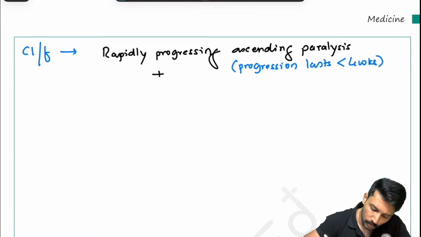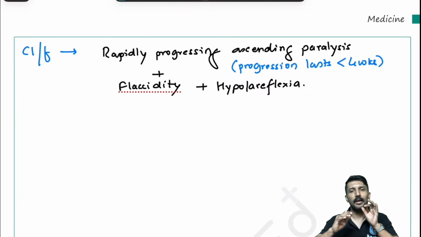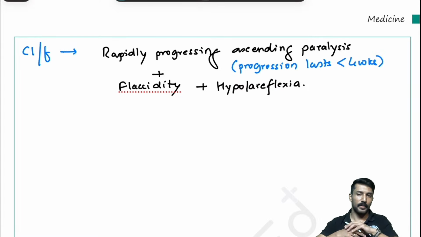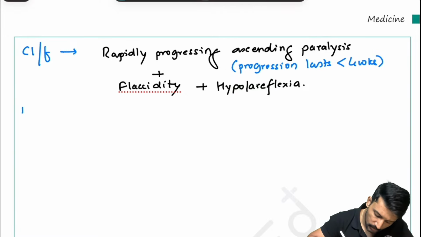Along with that, because lower motor neuron is affected, you will have flaccidity or hypotonia. Plus, you will have hyporeflexia or absent reflexes, areflexia. Classical lower motor neuron findings. You can simply call it flaccid ascending paralysis with hyporeflexia or areflexia. So when someone comes with these symptoms, especially following a Campylobacter jejuni dysentery, I have to diagnose, right? So how will I diagnose these patients?